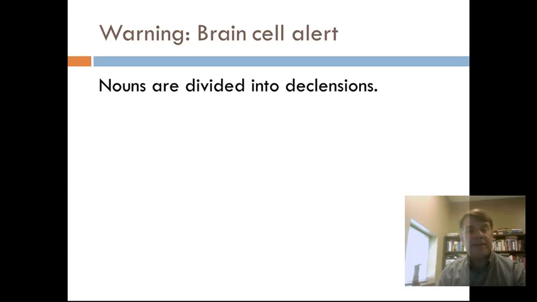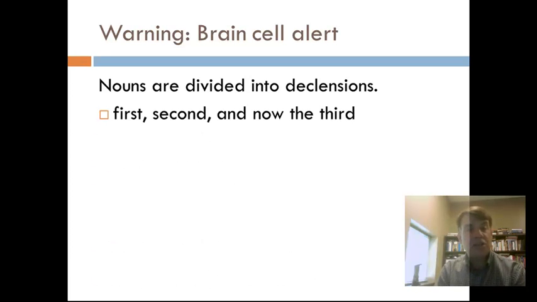Nouns are divided into declensions. When you go down a chart, we call that declining the noun. So all the Romans got all the nouns together one day, and they divided them up into 5 different declensions. We have seen 3 of them. We saw the first declension in chapter 2. Then we saw the second declension in chapters 3 and 4, I think it was.